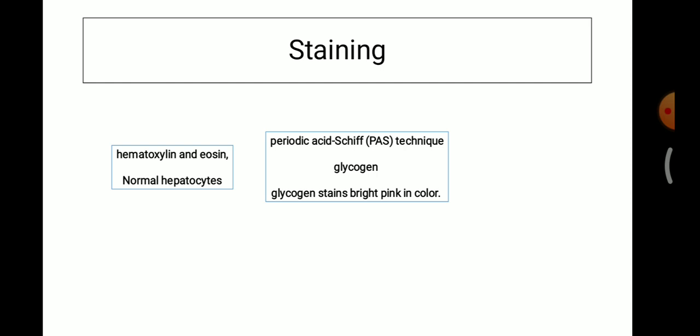Next is staining techniques. I have mentioned just two staining techniques here. There are many more that can be done to check hepatocyte structure. One is hematoxylin and eosin, which checks the normal histoarchitecture of hepatocytes, staining the nucleus and other parts. The other stain is the PAS technique, that is periodic acid-Schiff, which stains glycogen. Particularly, it stains glycogen bright pink in color.